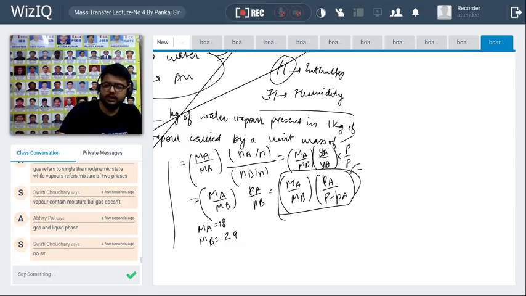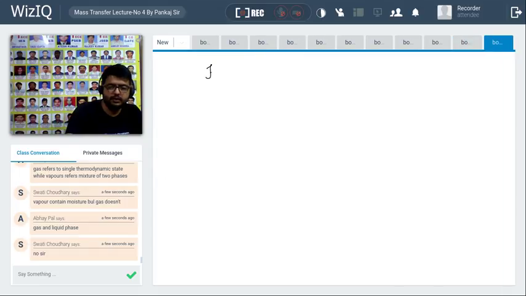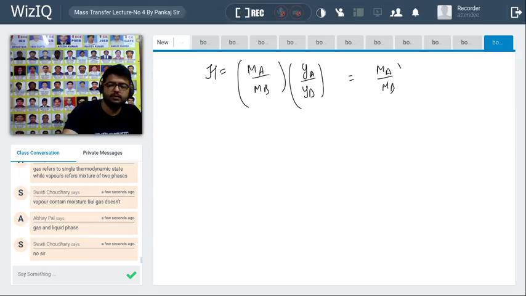So we'll use this relationship. Look at it. Humidity H is equal to MA by MB into YA upon YB. So is equal to what? MA upon MB into YA upon 1 minus YA.